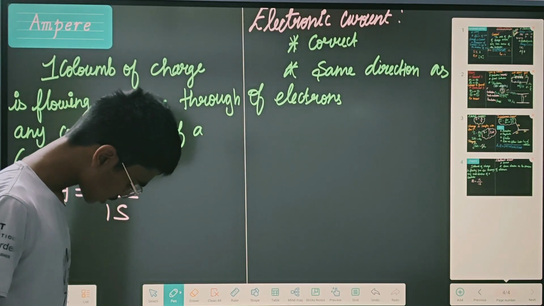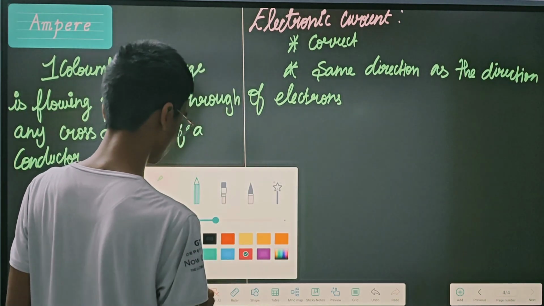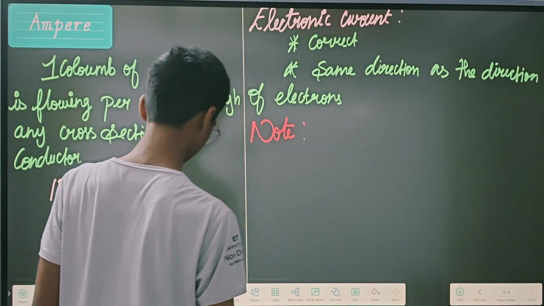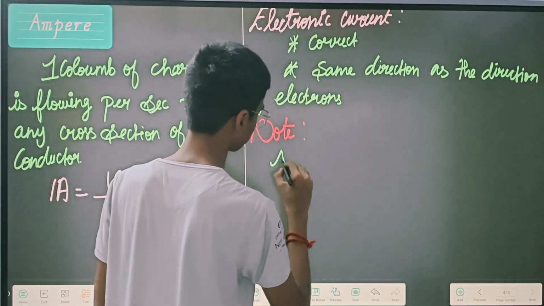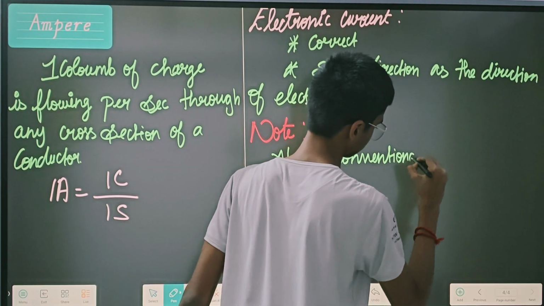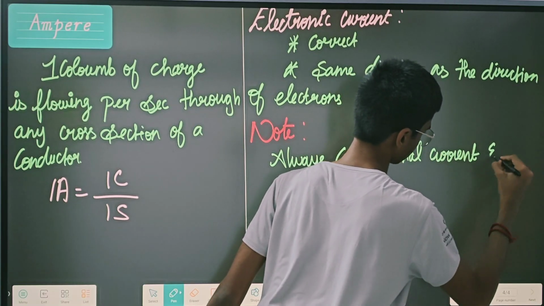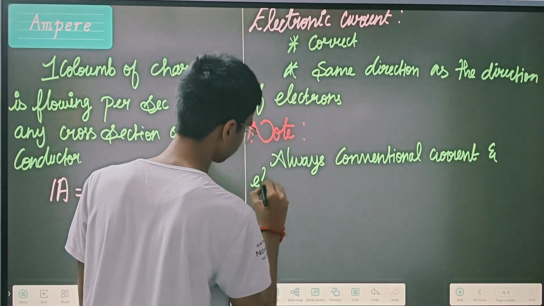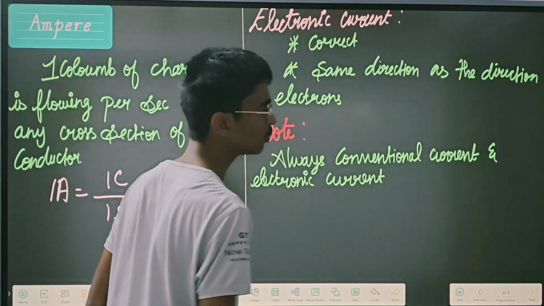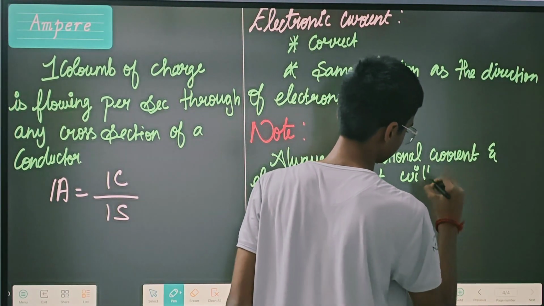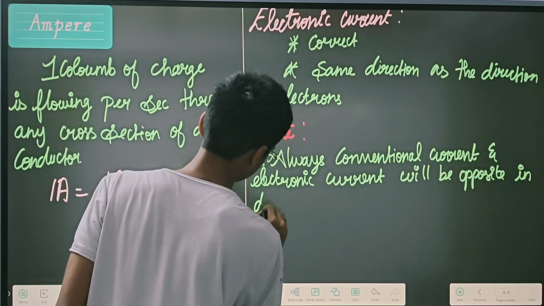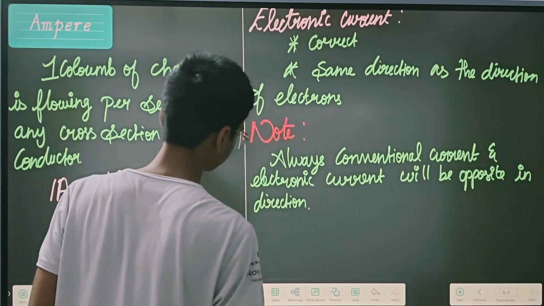So that's it. And one note point: the note point is that conventional current and electronic current will always be opposite in direction. So this is what the note point is.